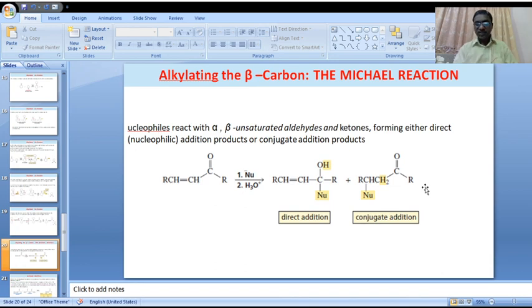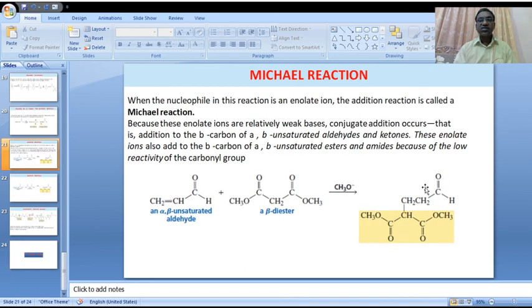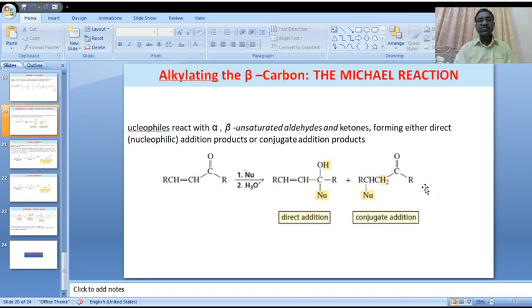Is it clear? Next, the Michael addition mechanism part, we'll discuss tomorrow.